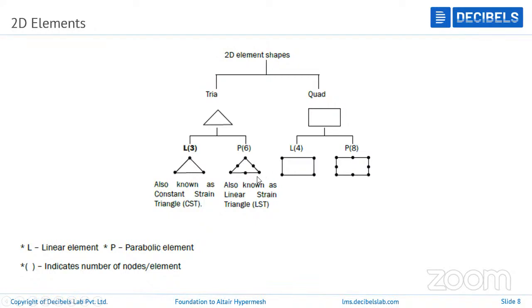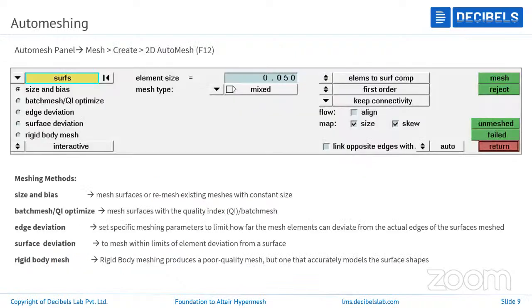The first order element and the second order element will be used based on the requirements of the project, the objective, and the end results we are going to look at. We can call them linear elements and parabolic elements. The same names we learned in our academics, in the subject called finite element analysis, to calculate the stiffness matrix, where we implemented parabolic elements and linear elements. Next, we'll move on to automeshing. What is automeshing? In which panel it is available and all, we'll discuss in HyperMesh.